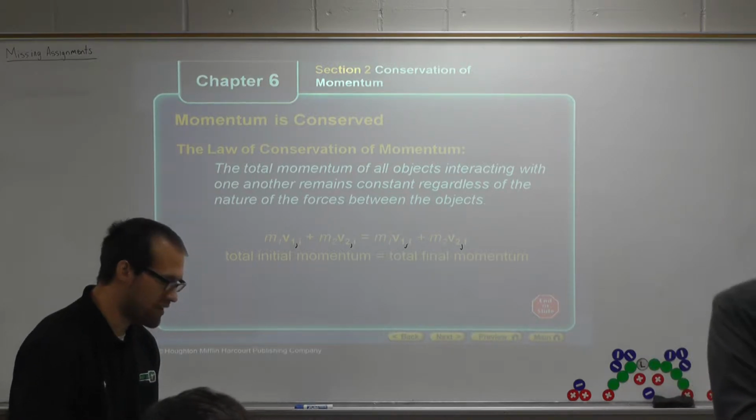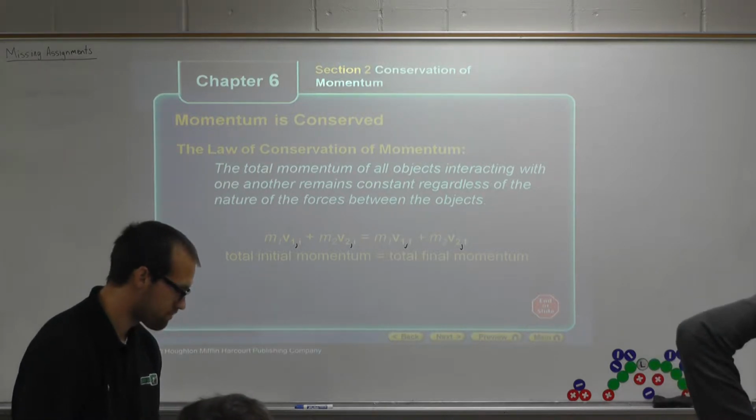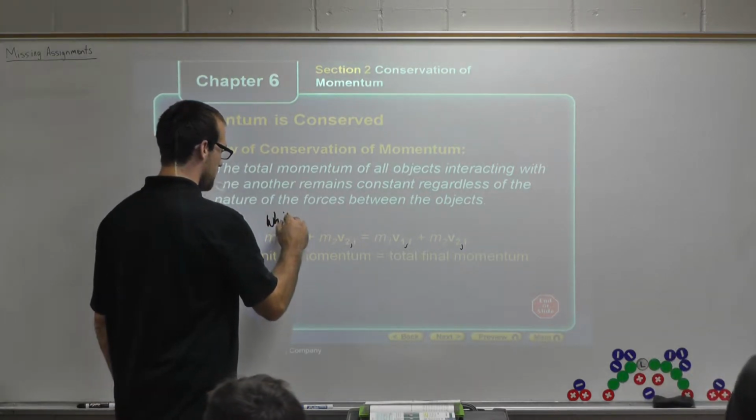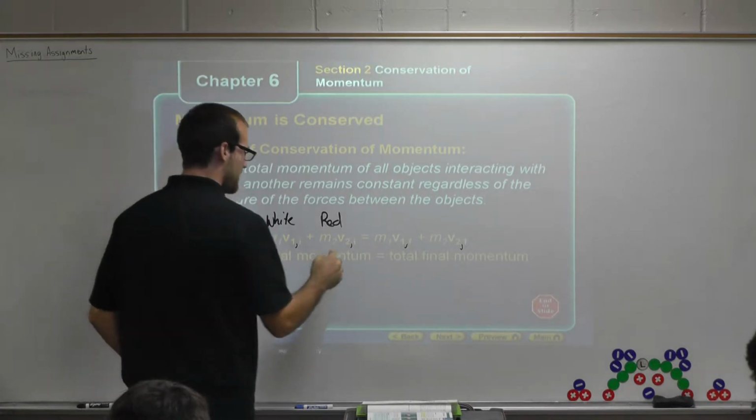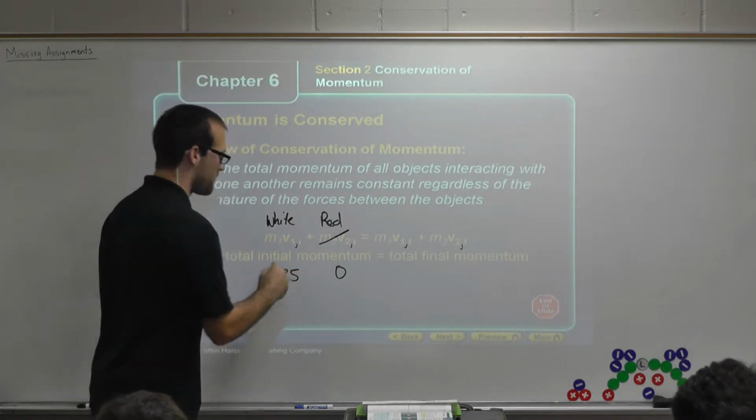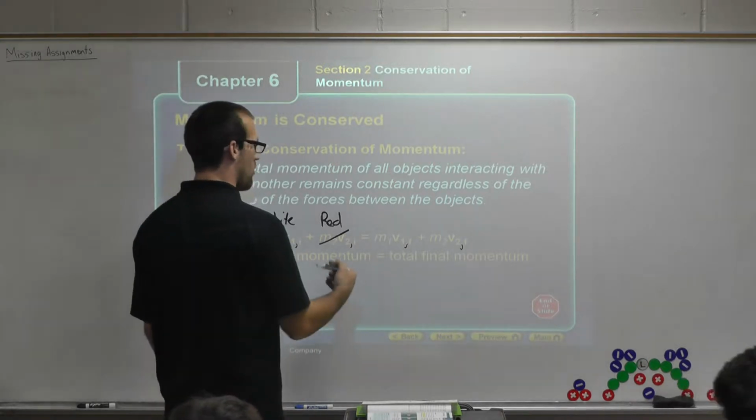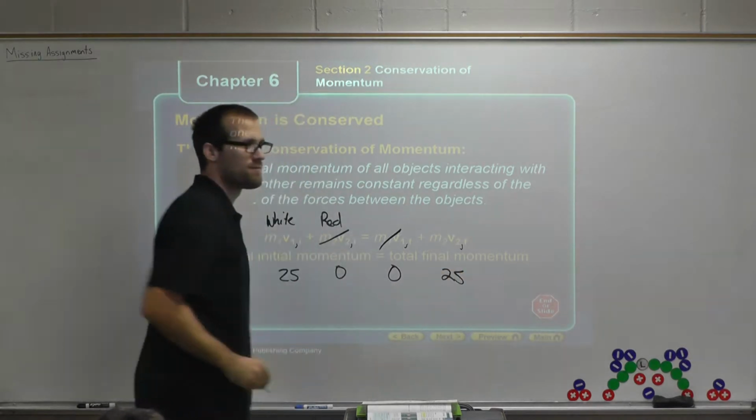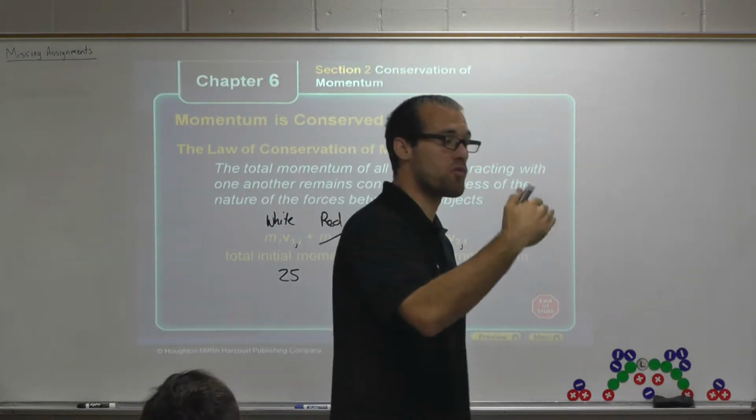Okay. So before the collision, what is the momentum of ball B? 0. Okay. So here we go. Let's say that this is the white ball and this is the red one. So red's momentum initially is what? 0. Okay. Let's just make up white's momentum. Let's say it's 25. Then at the end, after the collision, the white ball's momentum is 0, and the red ball's momentum is, do they equal? Yes. Momentum is transferred from one object to another.